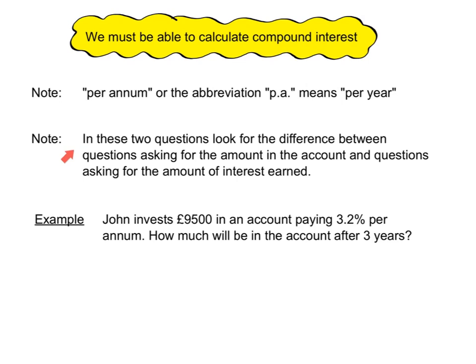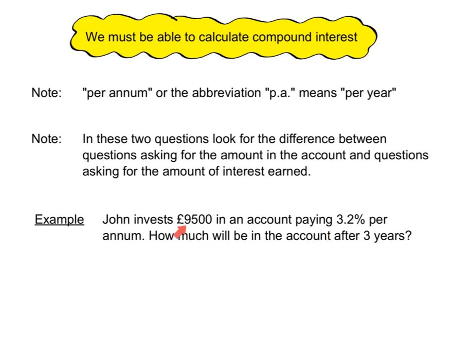And then the second note, in the two questions that are coming up, look for the difference between the questions which ask for the amount in the account and questions asking for the amount of interest earned. These are two different things, and we'll look at that in the next two examples. In the first example, we have John who invests $9,500 in a bank account paying 3.2% per annum. How much will be in the account after 3 years?